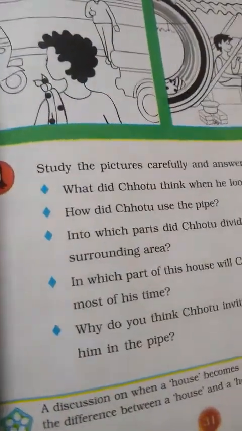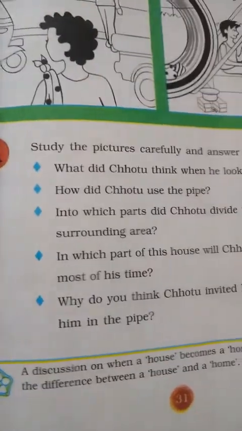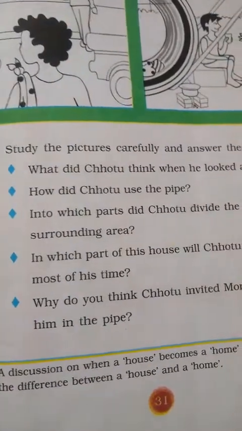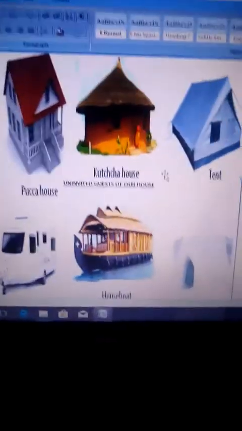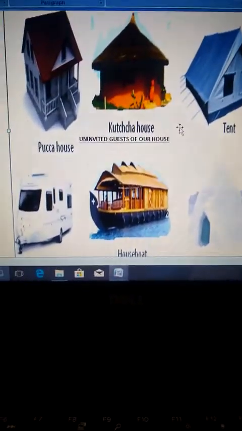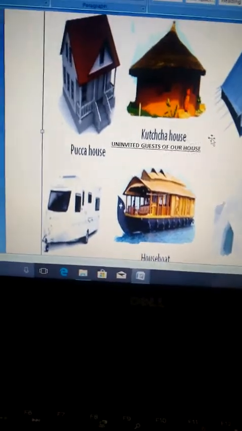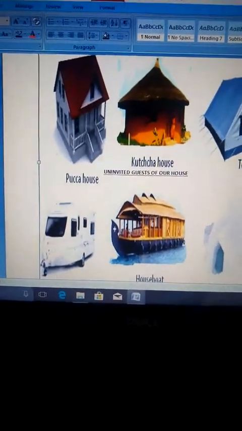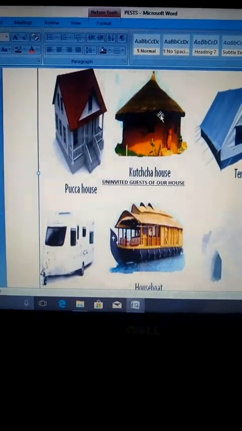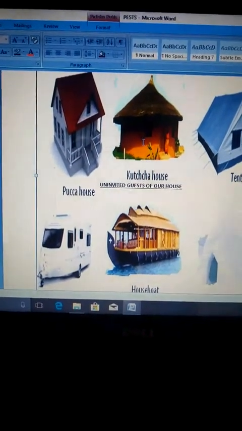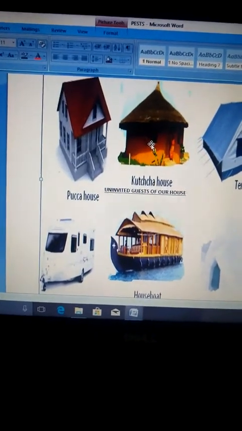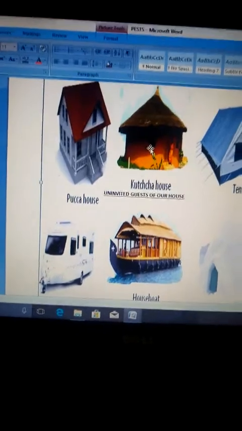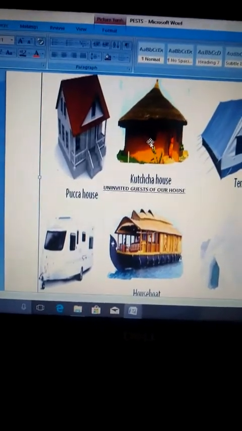And today I will tell you about different types of houses. I will show you different types of houses. The first one is this, the Kacha house. The Kacha house is made up of mud, straw and wood.